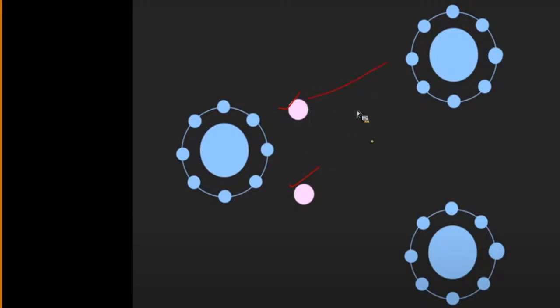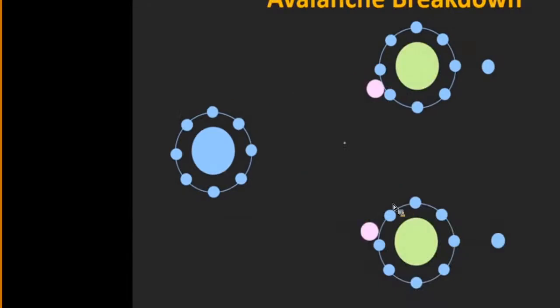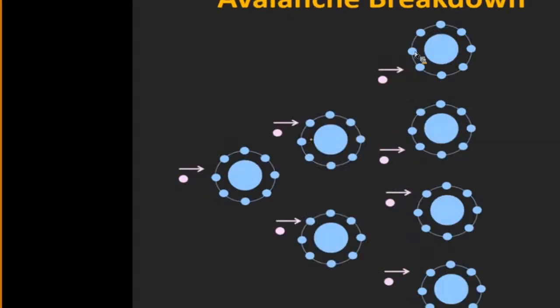Now these two are colliding with 2 more atoms. Now how many are they releasing? They are releasing 2 more free electrons. Now this 2 and 2 becomes 4. These 4 once again collide with 4 more silicon atoms present in the depletion region. Now they are releasing 8. That means they are multiplied. The free charge carriers in the depletion region are going to be multiplied.